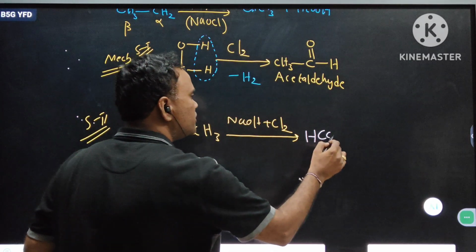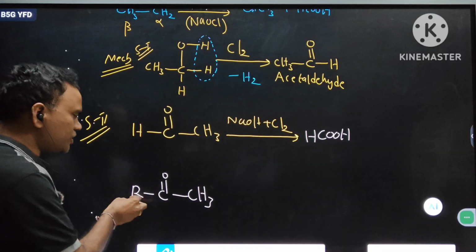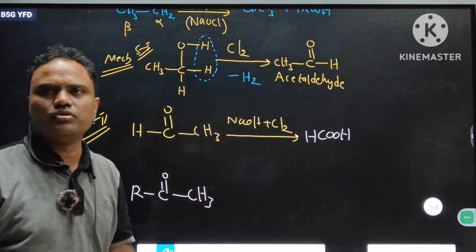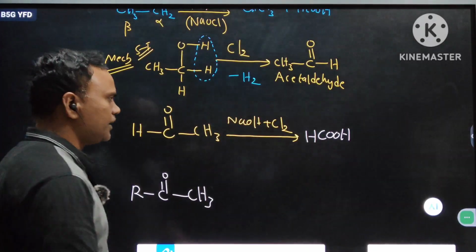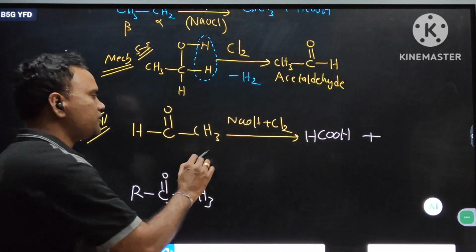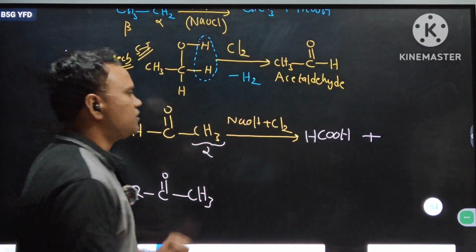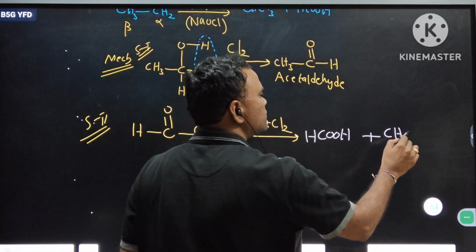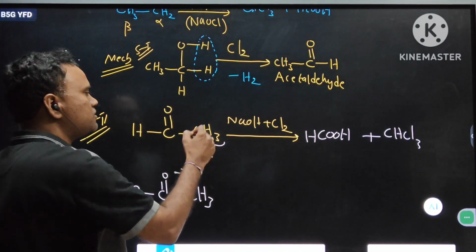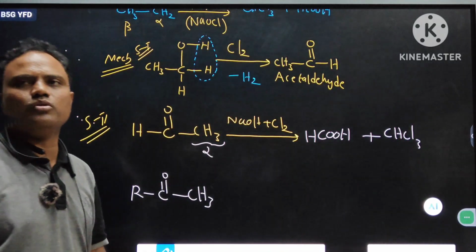And put COOH immediately. Whatever it may be, the R may be H or it may be CH3. First write that R as it is and attach COOH, carboxylic acid. Clear? Next, place this methyl, alpha methyl is there. This is the alpha position. Convert this to haloform, CHCl3. This alpha methyl will convert to haloform, chloroform.